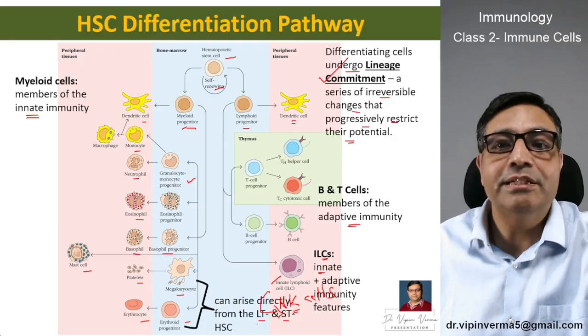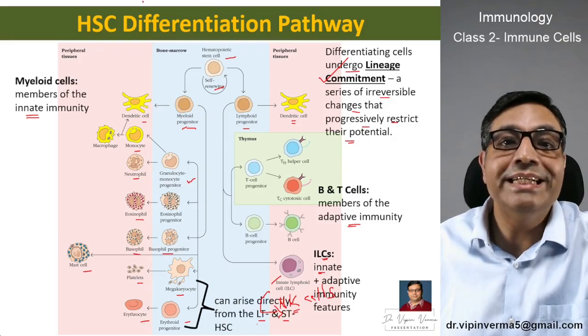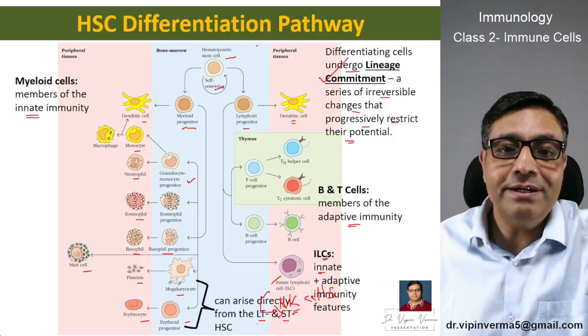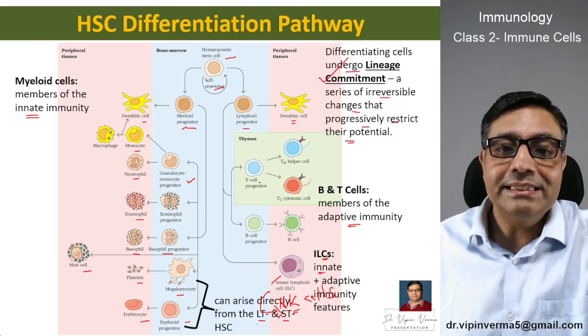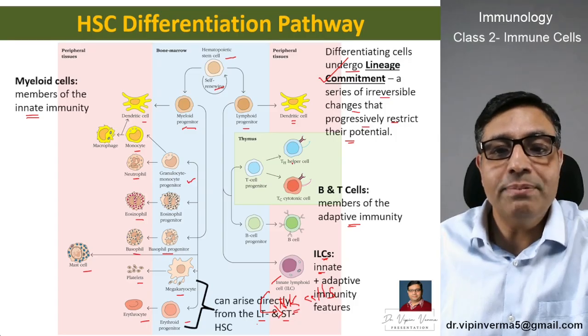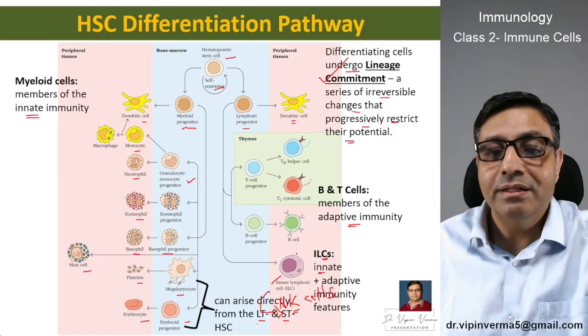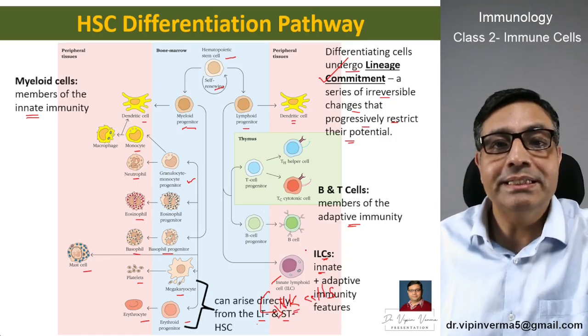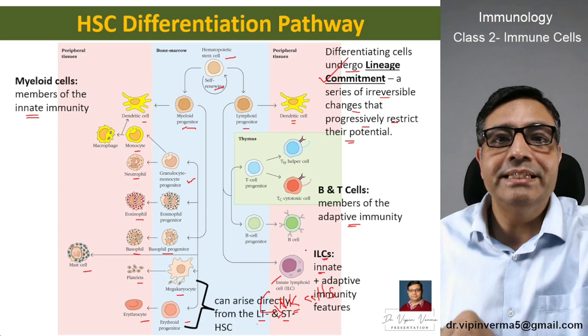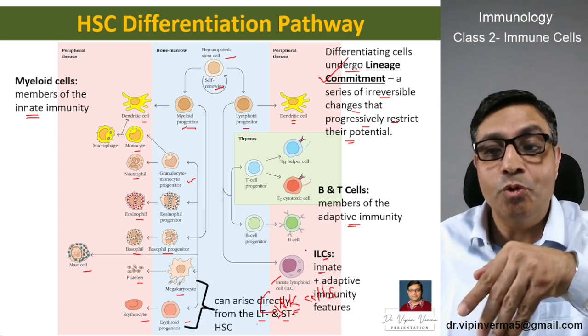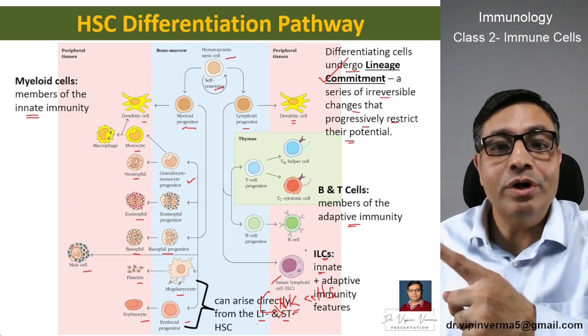This is known as lineage commitment. Now it is a more lineage specific cell. And further, the T cell progenitor can either give rise to the T helper cell or the T cytotoxic cell, but not the B cell or the innate lymphoid cell. So that means it has further restricted its lineage commitment. Now it is more committed towards making only T cells.